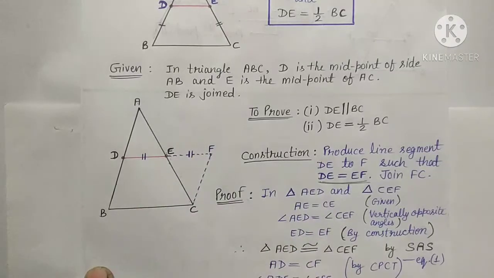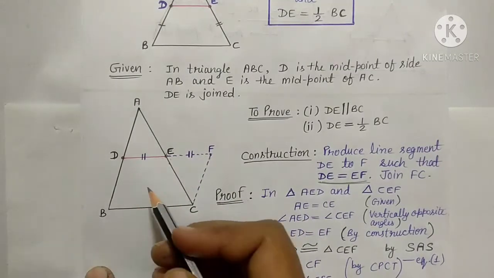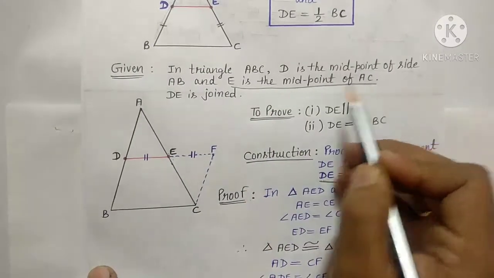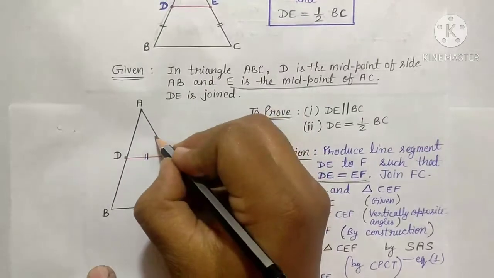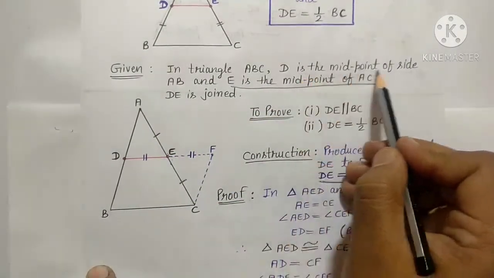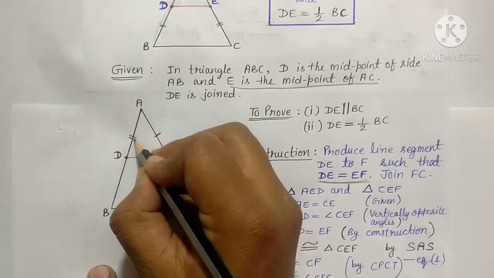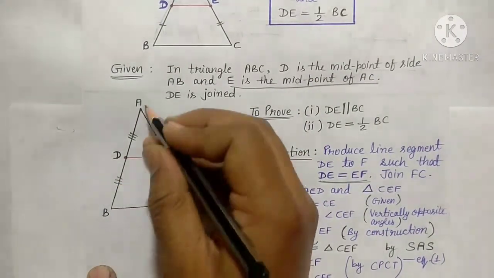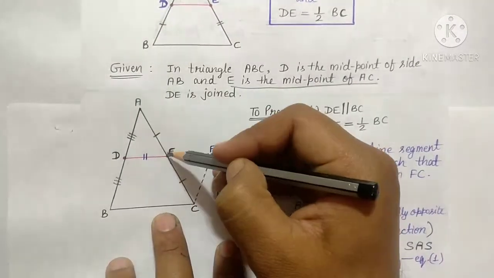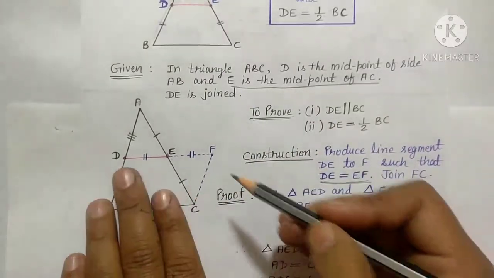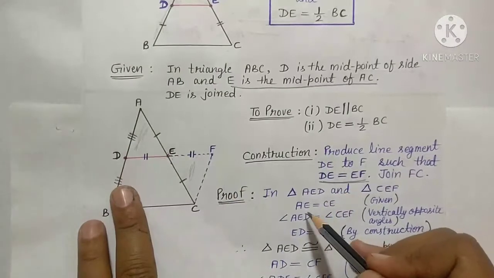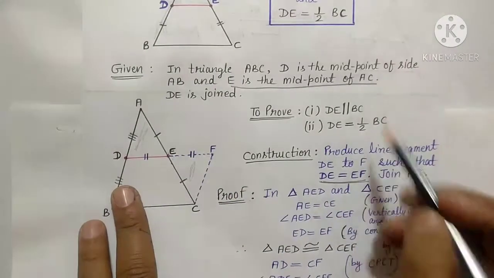Why are these equal? Because it was already given that E is the midpoint of AC. That's why AE will be equal to CE. And we said D is the midpoint of side AB, therefore AD will be equal to BD. Right now we are taking only AE equal to CE, because we don't need this line. We need this triangle and this triangle, that's why we are taking AE and CE, as it was given in the question.